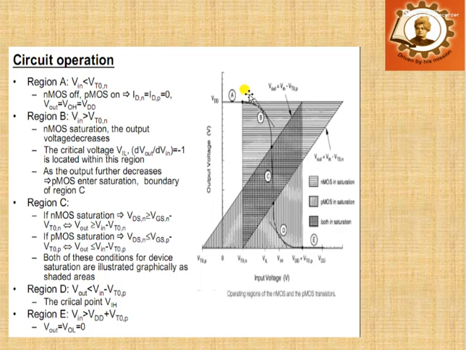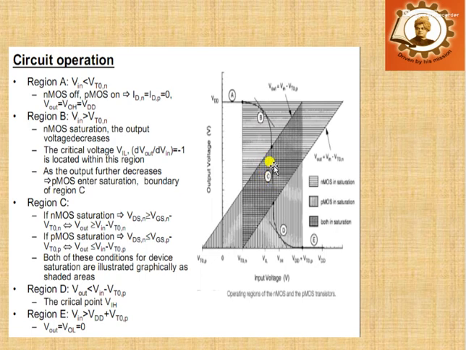Next we move on to region B. In that region, Vin is greater than Vtn. Vtn is nothing but the threshold voltage of our NMOS. So NMOS will be saturated and the output voltage will be decreasing, and the critical voltage VIL, where dVout/dVin equals -1, is located within this region. And as the output voltage decreases, PMOS enters into saturation and it will move to region C.